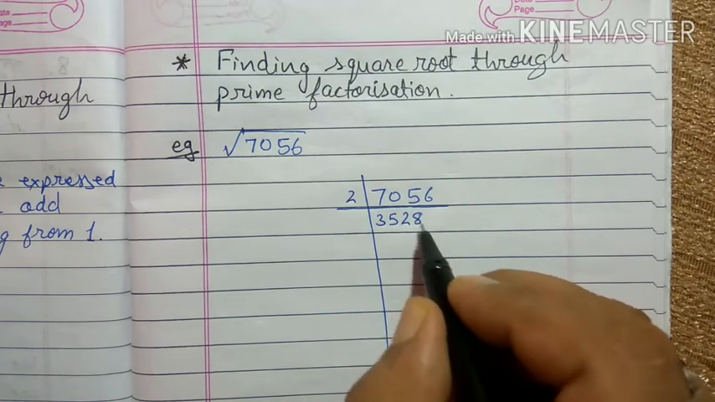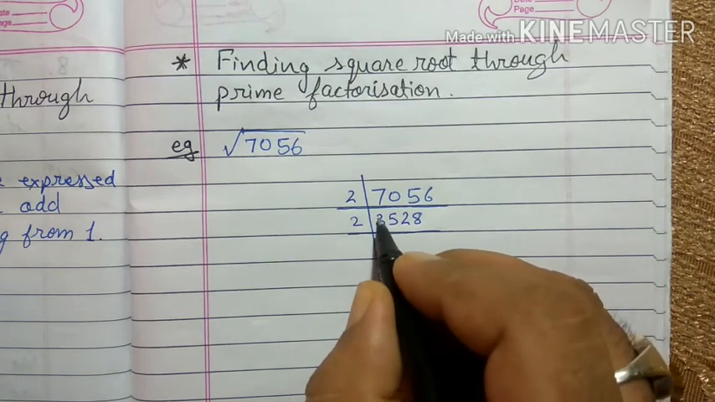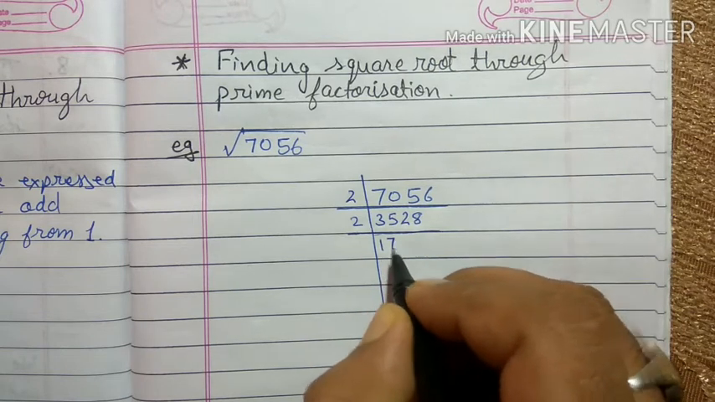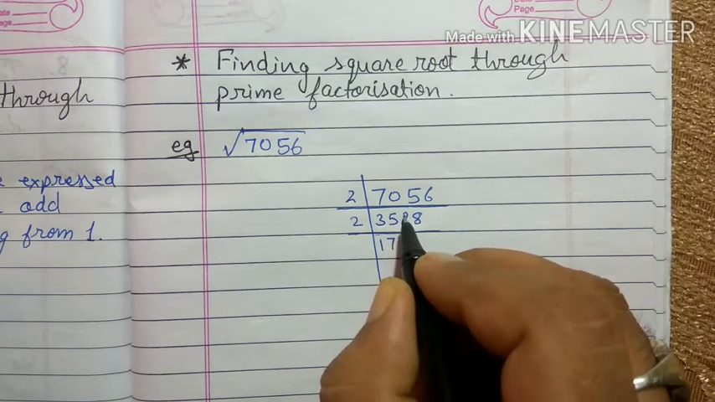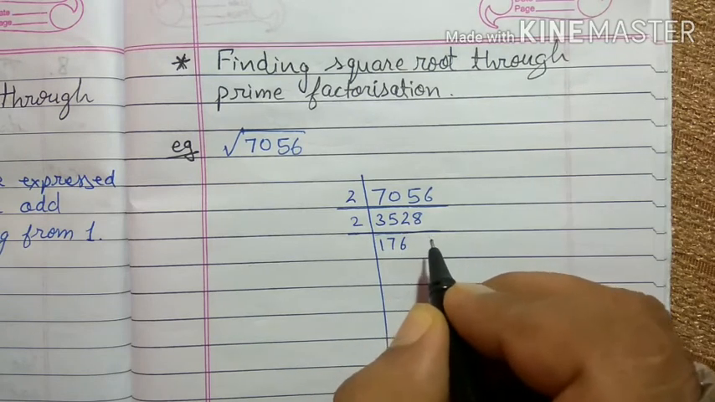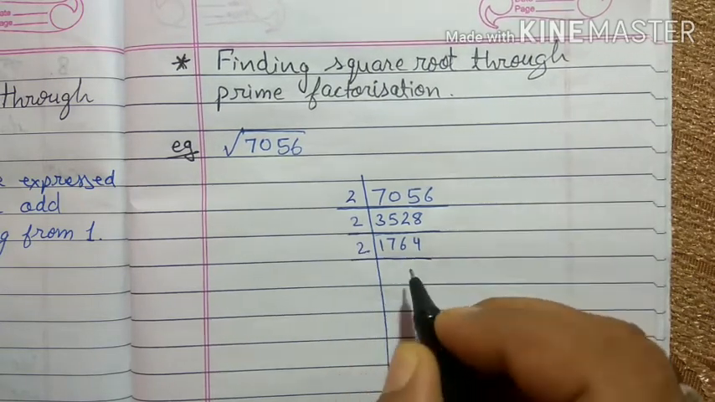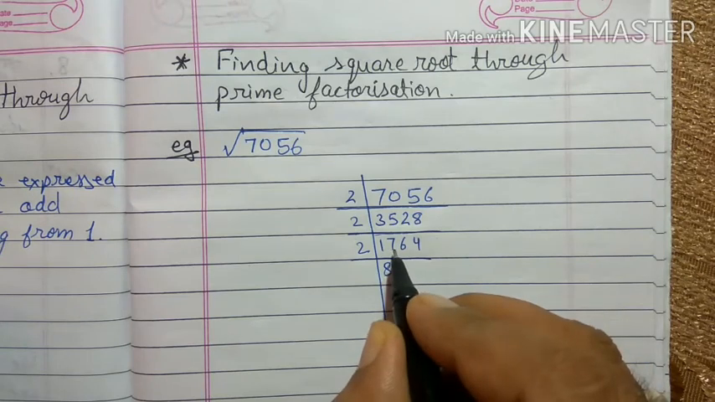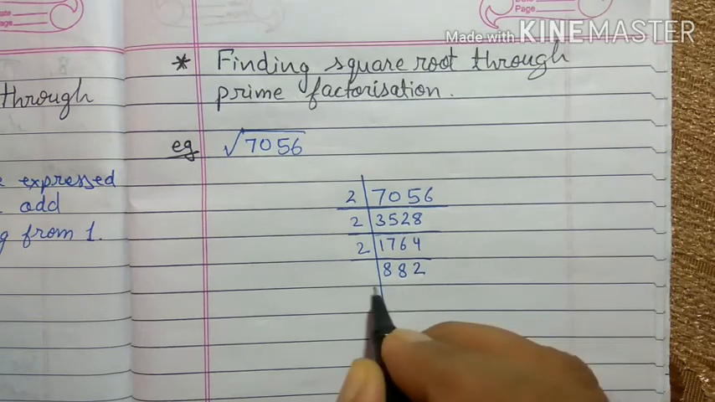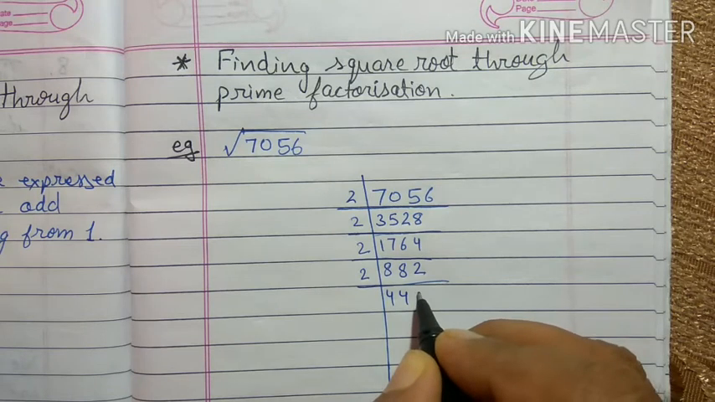Now again it is an even number, so it must be divisible by 2 again. 2 1s are 2. It becomes 3 minus 2 is 1. It becomes 15. 2 7s are 14. 15 minus 14 is 1. Here it becomes 12. So 2 6s are 12 and 2 4s are 8. Again it is an even number, so divisible by 2 again. 2 8s are 16 and 2 2s are 4. Again by 2. 2 4s are 8 and 2 1s are 2.